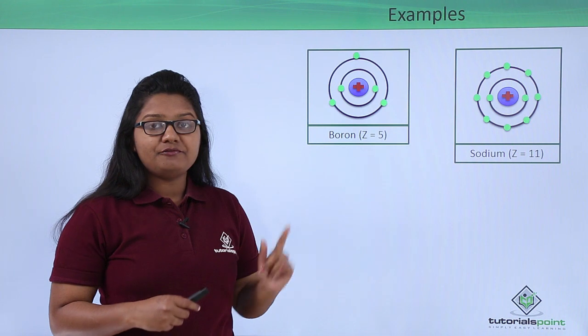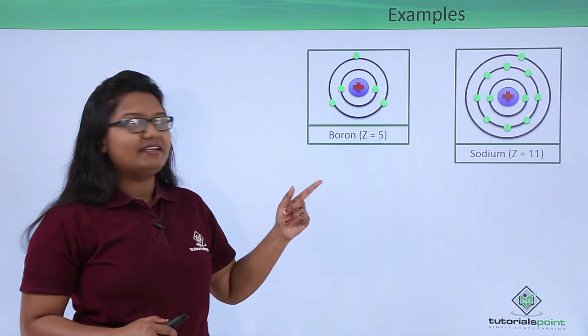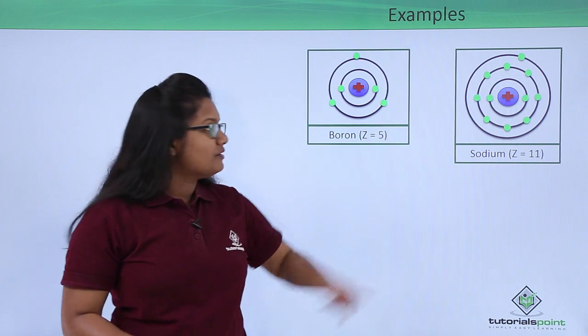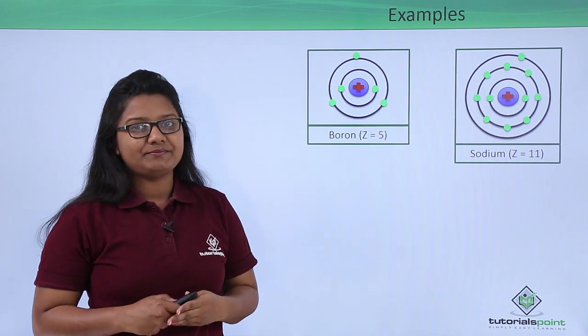And again we are left with 1 more electron. So we'll move to the next shell and place it there, that is the M shell. So this is how the electrons are arranged in a sodium atom in its shells.